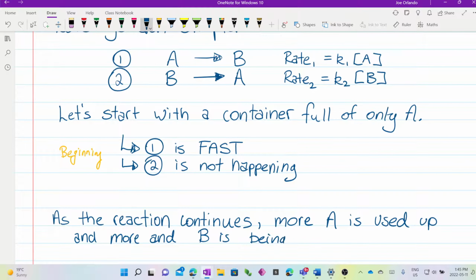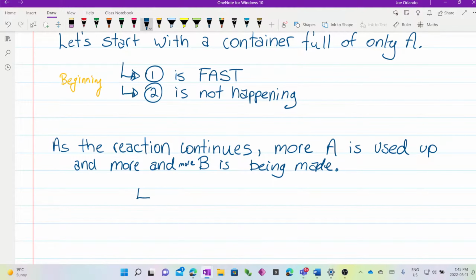What is going to happen then? More A is used up and more B is made. So as the reaction continues, more A is used up and more B is being made. What's going to happen to reaction 1? Eventually, well, maybe, but certainly what is it definitely going to do? Slow down. Yeah, reaction 1 is going to slow. And that's when reaction 2 starts. And as reaction 1 is slowing down, reaction 2 is going to speed up.